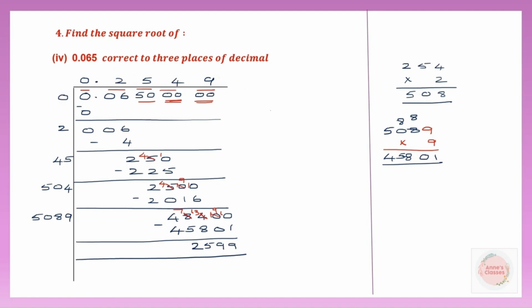So let's write down the quotient 0.2549. Now if we have to correct to 3 decimal places, this is the third decimal place. Let's look at the number next to it. The number next to it is more than 5. If it is more than 5, this digit will turn to the next one. So 4 will now turn to 5. So what is our final answer here? 0.255. So this is our final answer.